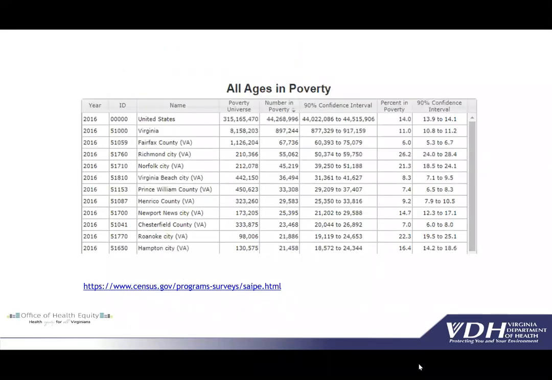Now, if you look at most of Virginia, we figure that Fairfax has the lowest poverty rate. In fact, it is one of the richest counties in Virginia, at 6%. But Fairfax has the highest number of people in poverty, almost 67,700 persons living in poverty.